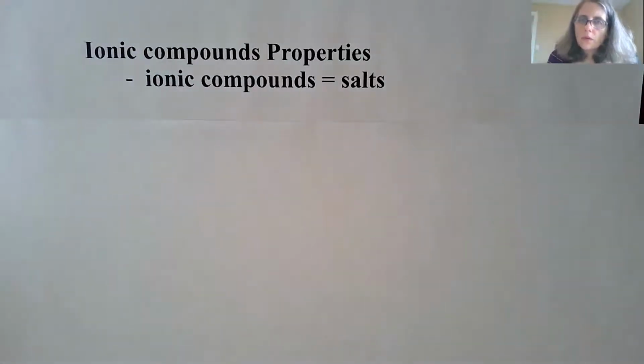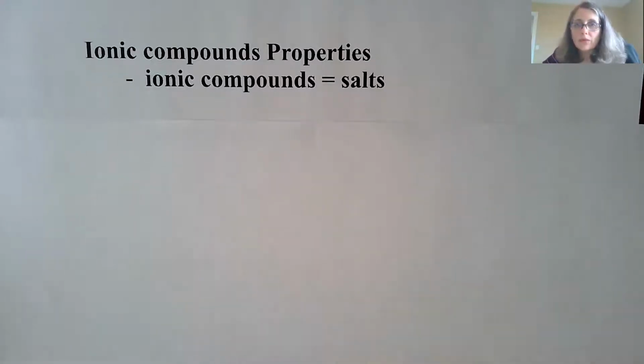So this video is going to go over ionic compound properties, and more specifically, we're going to go through an example of melting points to discuss the forces between ionic compounds. Ionic compounds are sometimes referred to as salts. So if you hear that expression whenever you are reading material, ionic compounds and salts mean the same thing in chemistry.